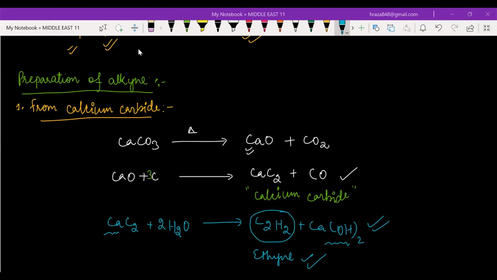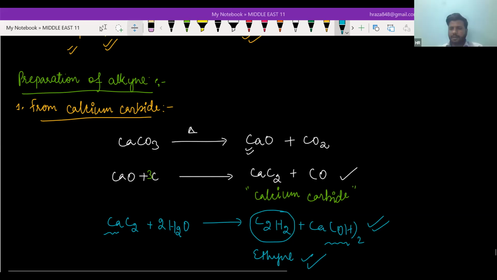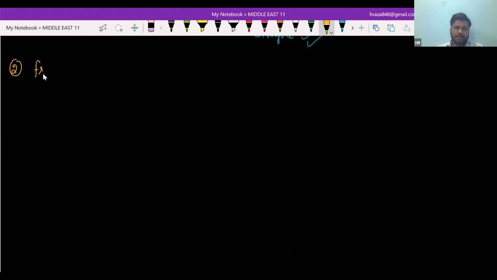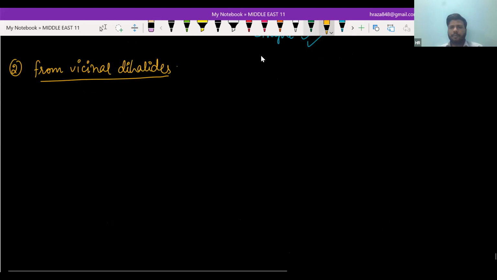Yes, sir. Okay. So this is the best first preparation of alkyne, from calcium carbide. The second preparation is basically from vicinal dihalide. We already discussed what is vicinal in the previous class. Now you can see how we prepare alkyne from vicinal dihalide. This is basically vicinal dihalide.